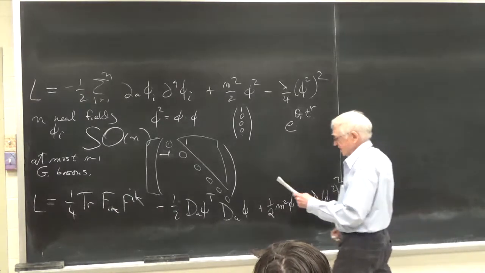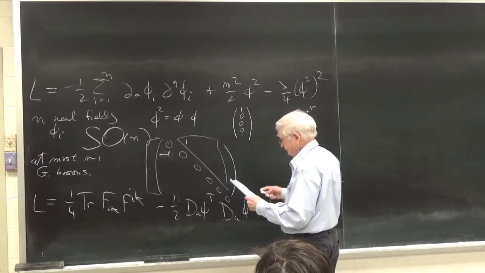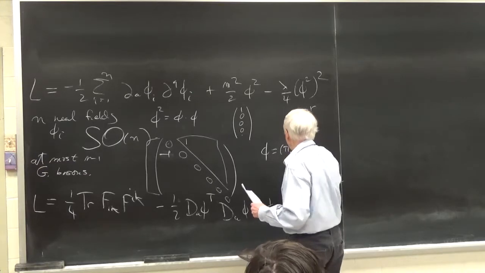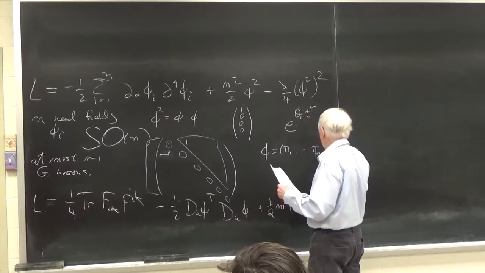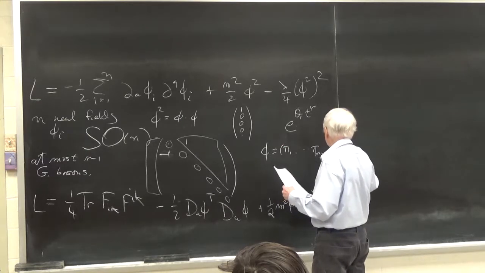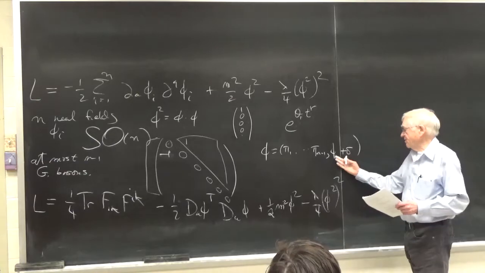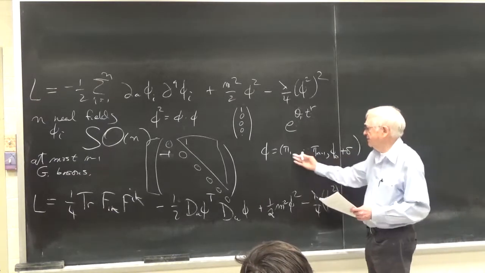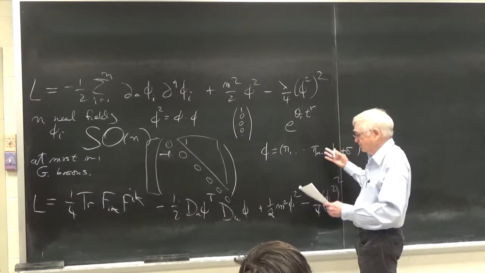And here what's done conventionally is one says that phi is pi_1 up to pi_{n-1}, comma, phi_0 plus sigma. And phi_0 is then the mean value. This is the field that becomes massive. These are n-1 massless Goldstone bosons.